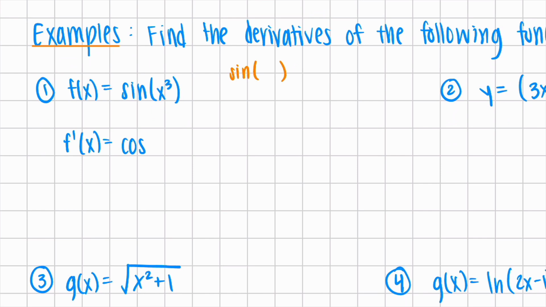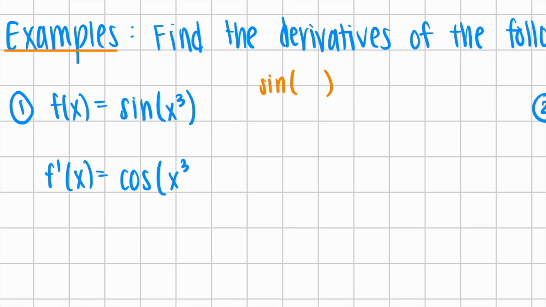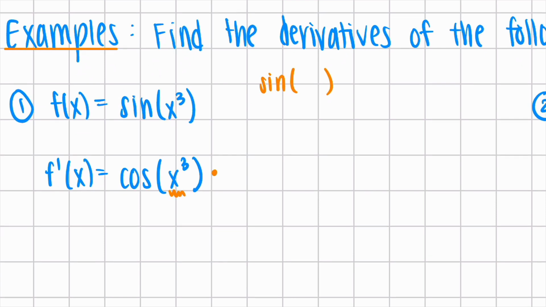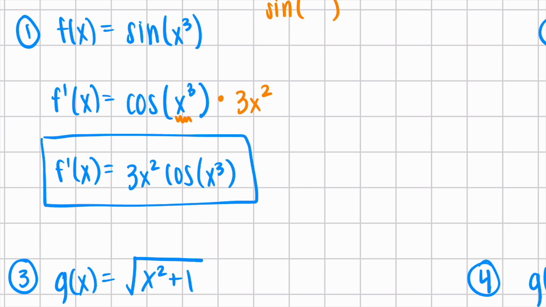But derivative of sine is cosine, and just like our equation up here, I'm going to take the derivative of the outer function. I'm going to leave the inner function how it is. So x cubed stays as x cubed. But after I do that derivative of the outer, I'm now going to multiply by the derivative of the inner. So my inner function is x cubed. Derivative of x cubed is 3x squared. I'm going to rewrite it to clean it up a little bit. I get 3x squared times cosine of x cubed. And that is your first chain rule.